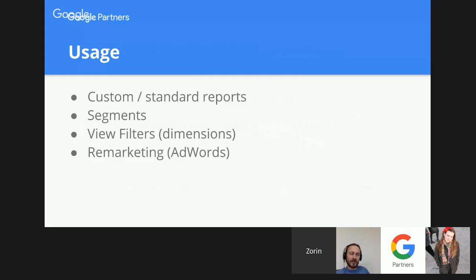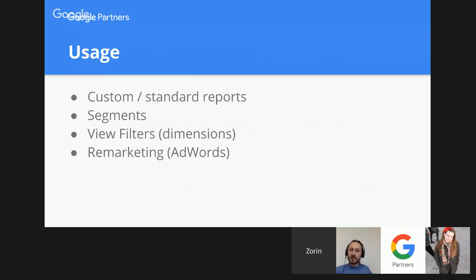Usage. Whenever you define a custom metric and custom dimension, you can use it, but not in all reports. When you define and use custom dimensions, you can use them in custom and standard reports. In standard reporting, custom dimensions can only be used as secondary dimensions, so not as primary. But on the other hand, you can use them as primary dimensions in custom reports.